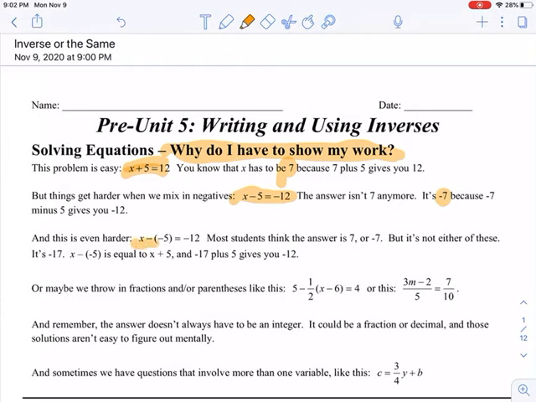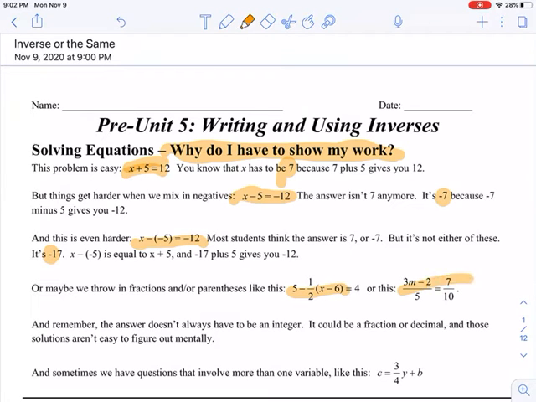And this one's even harder. Most students think the answer is 7 or negative 7, but it's not either of those. It's negative 17. X minus negative 5 is equal to x plus 5, and negative 17 plus 5 gives you negative 12. Or maybe we'll throw in fractions and/or parentheses like this.